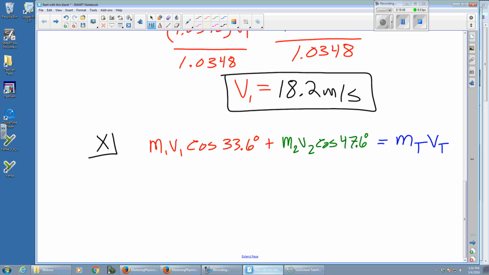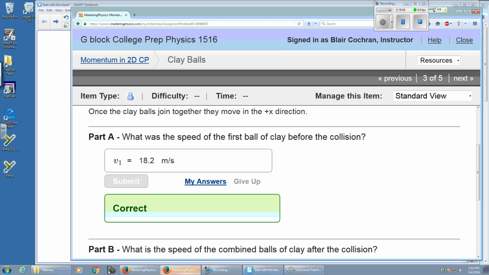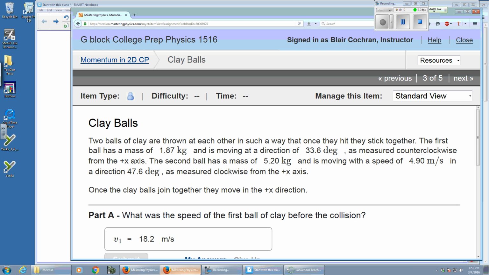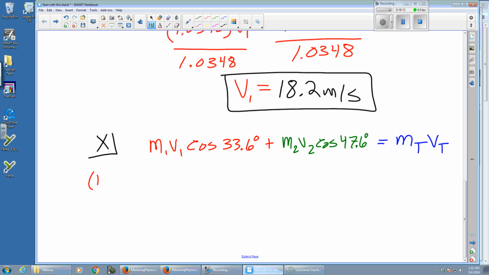Oh, I know V1 now. Yay! One more piece of information. It's like it was planned. So, let's see. My M1 is, I've got no clue at this point. 1.87 again. V1. Now, if you can use the whole number, use the whole number so you don't have error. Cosine 33.6.